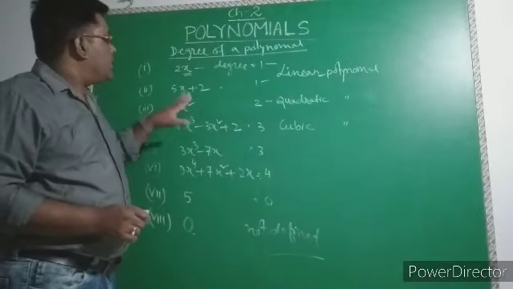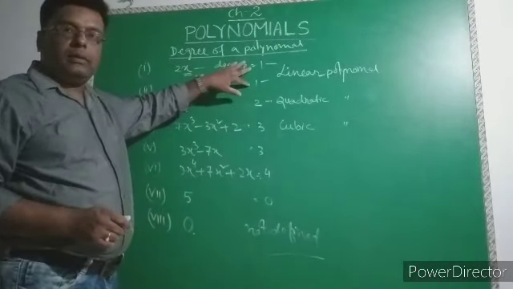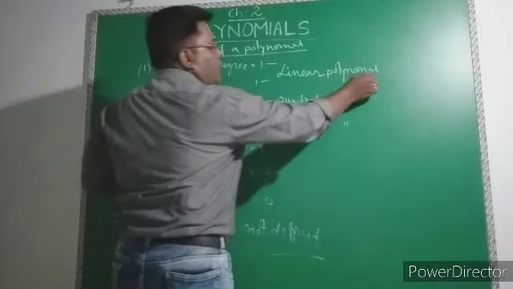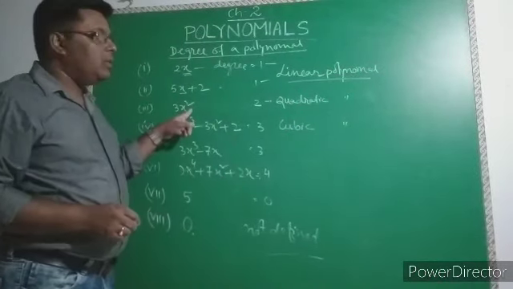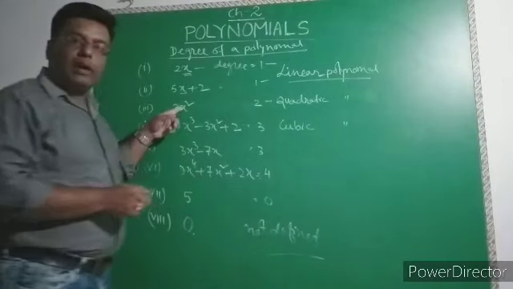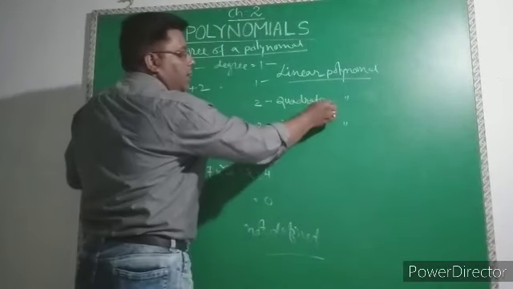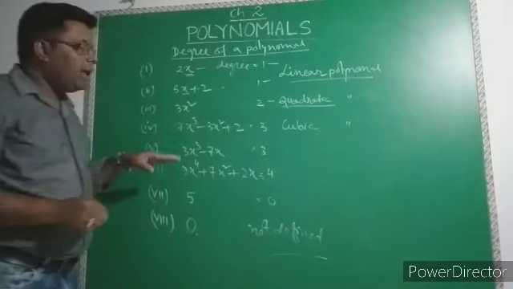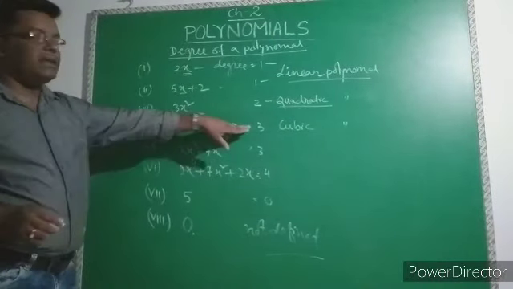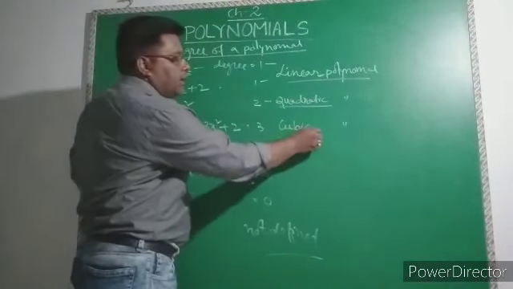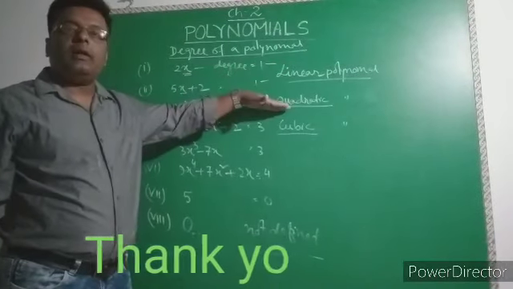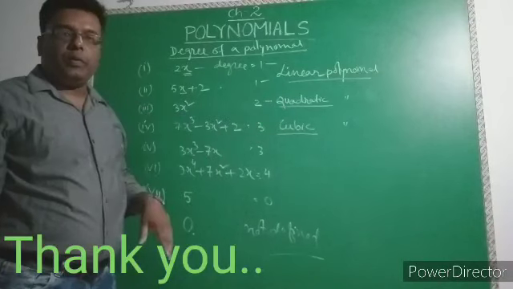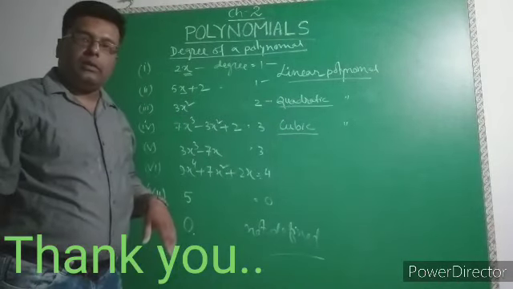If the degree of a polynomial is 1, then we call it a linear polynomial. If the degree of a polynomial is 2, that is, a square term is there, we call it a quadratic polynomial. And if the degree of a polynomial is 3, we call it a cubic polynomial. Remember it: linear polynomial, quadratic polynomial and cubic polynomial.